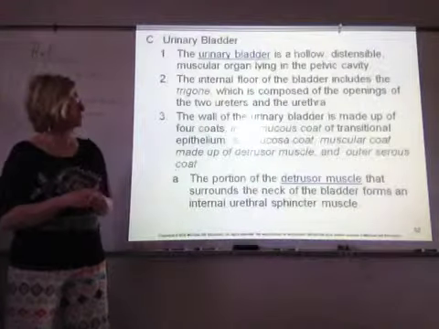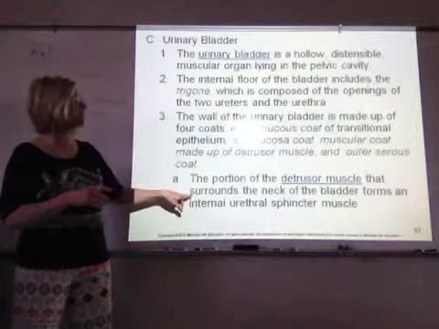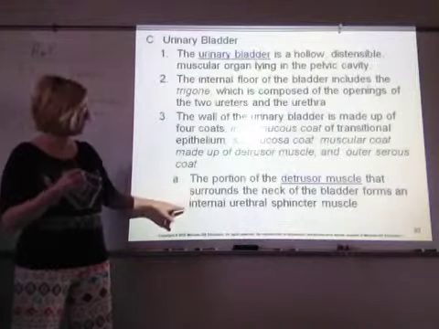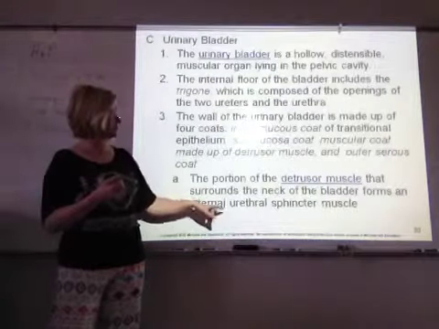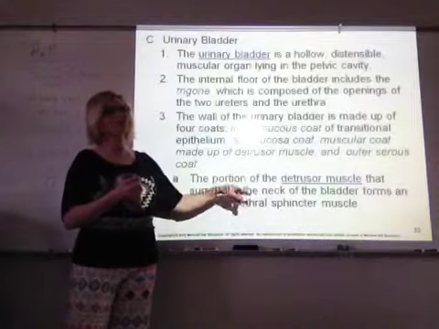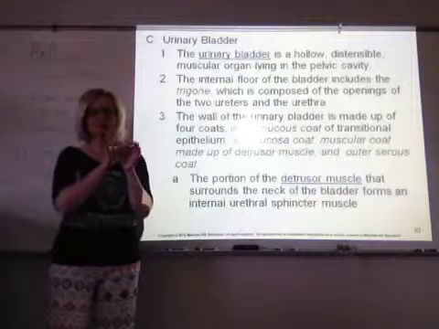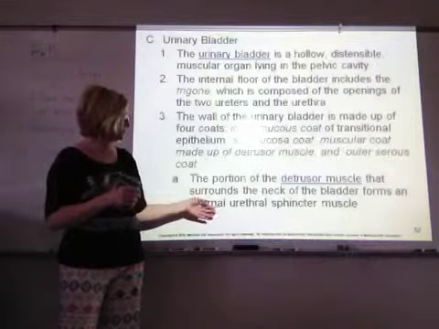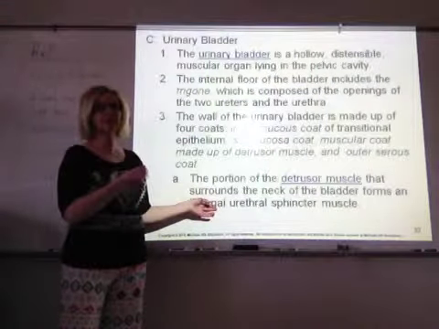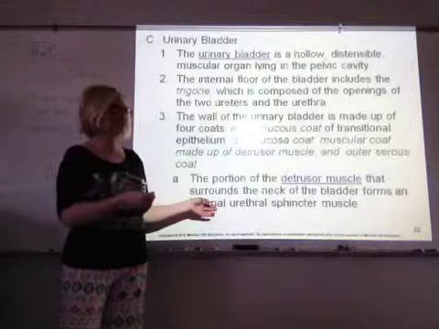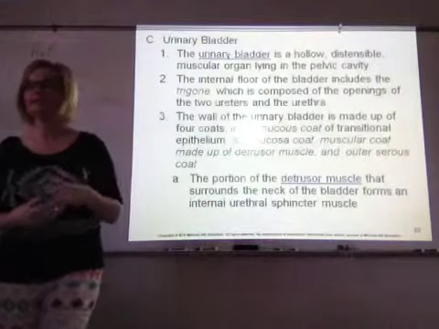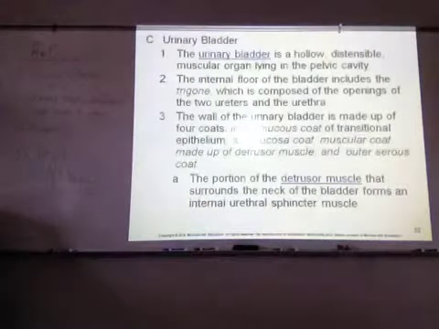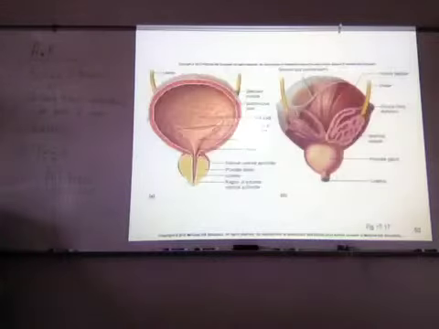The portion of this detrusor muscle that surrounds the neck of the bladder is going to form the internal urethral sphincter muscle. Here again, remember, sphincter muscles are round. So you're going to have an internal urethral sphincter muscle and an external urethral sphincter muscle.